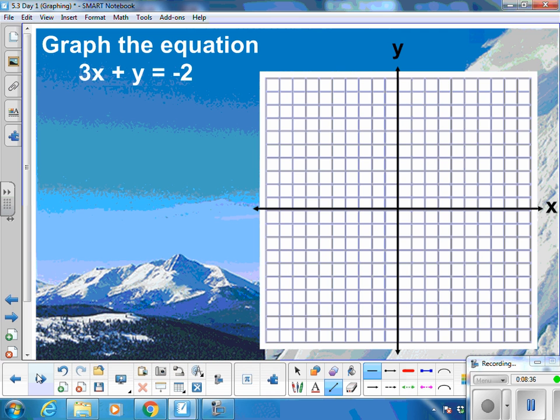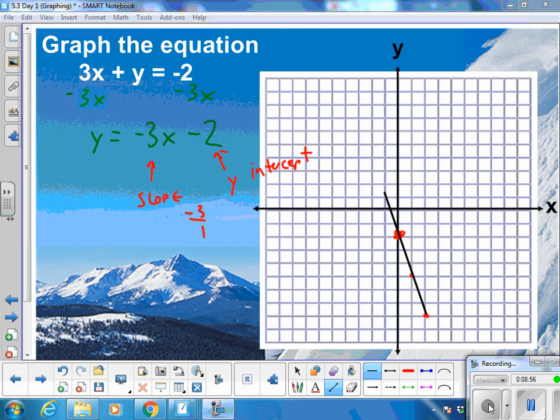Graph the equation 3x plus y equals negative 2. Now remember, for my first particular point on the thing, I have to solve in terms of y. So I'm going to subtract 3x from both sides. I have y equals negative 3x minus 2. Once you press pause, and you give it a try, and then press play and see how you did. All right, how'd you do?